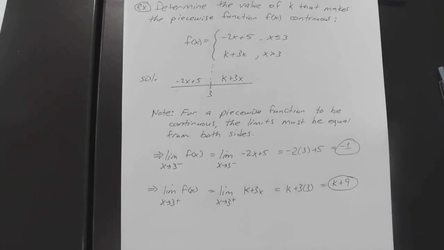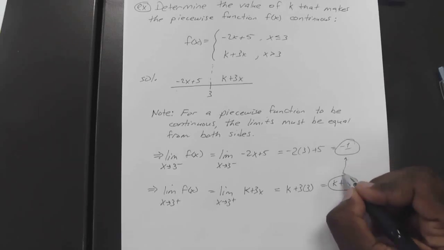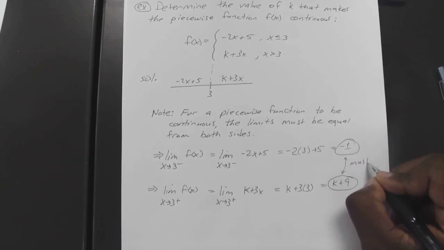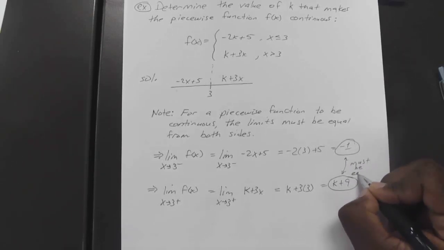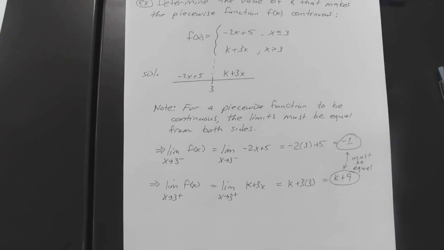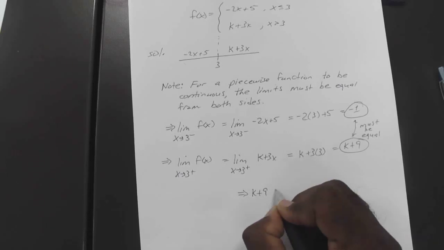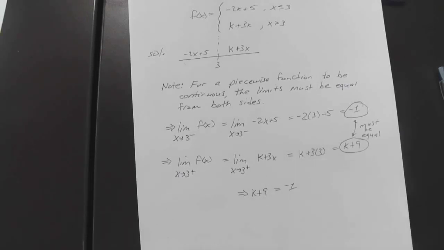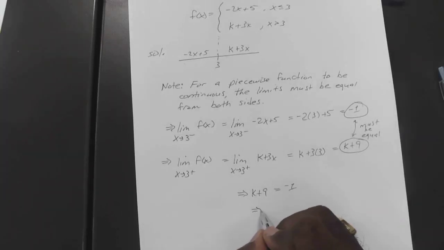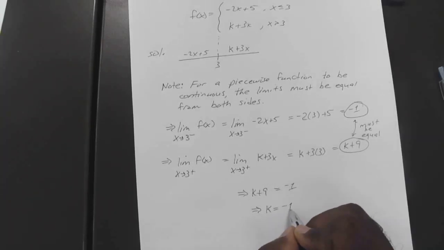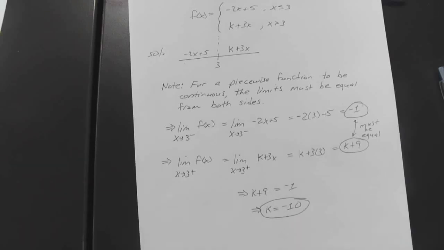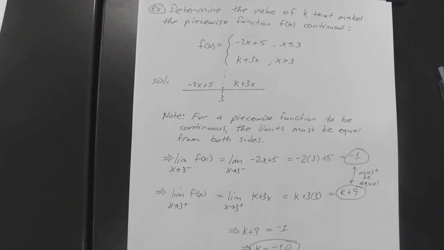Okay, so we know these have to be equal. So that means k plus 9 has to be equal to -1. So if you subtract 9 from both sides, k has to equal -10. Okay, so that's the only way that will be a continuous function.